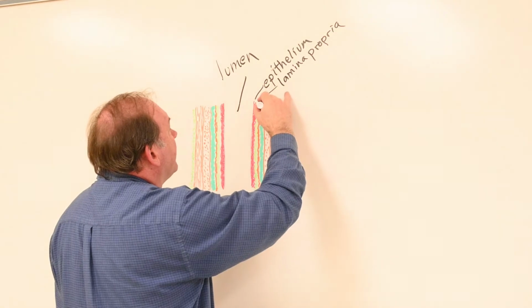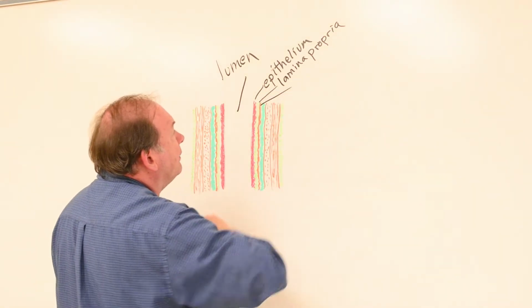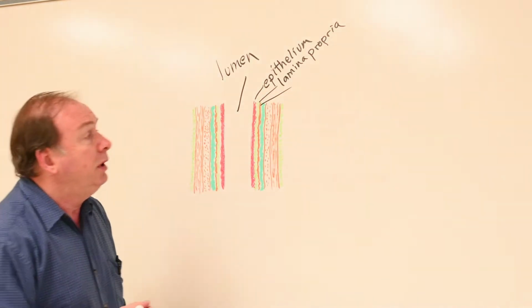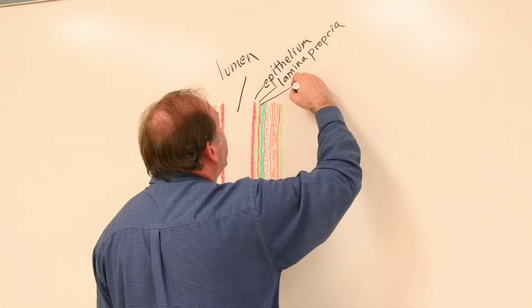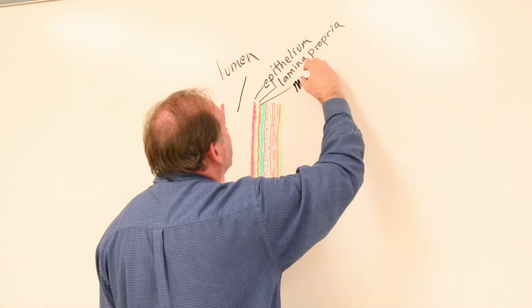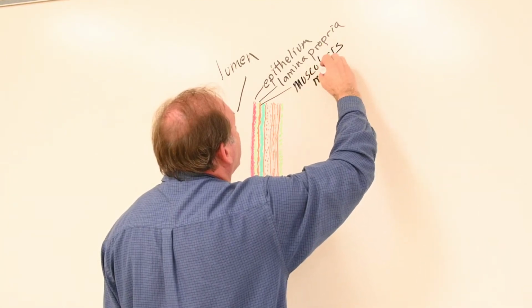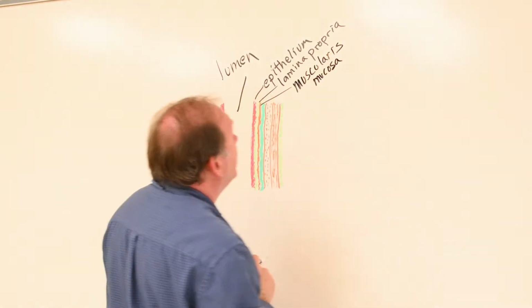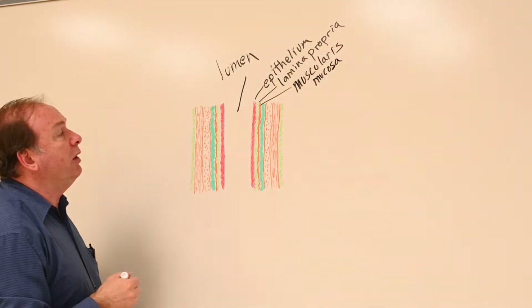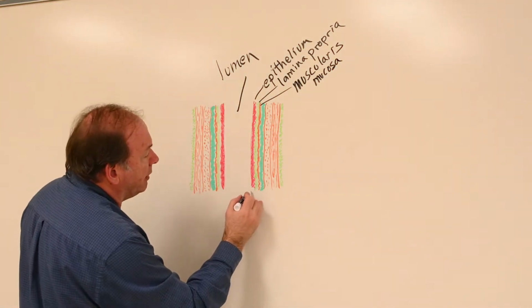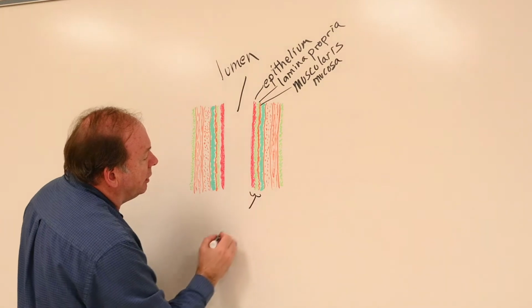The next layer out is a thin layer of smooth muscle. And this smooth muscle is referred to as the muscularis mucosa. So those 3 layers together make up the one layer we refer to as the mucosa.